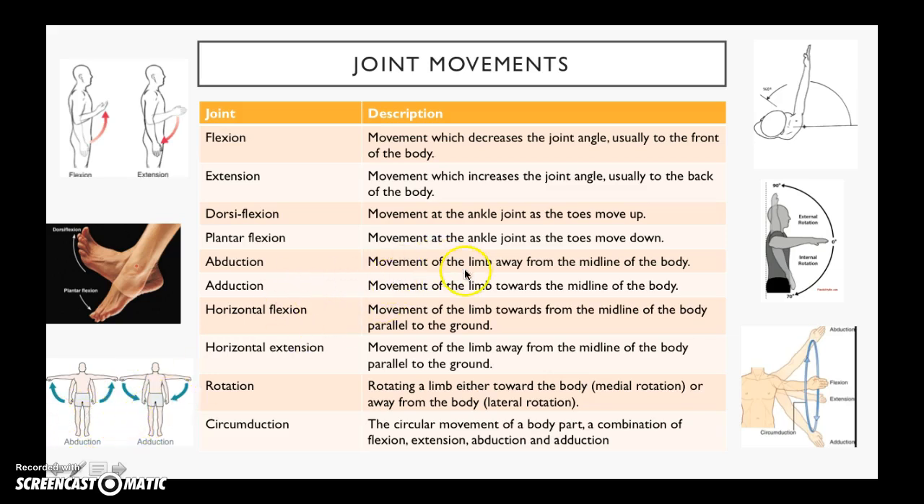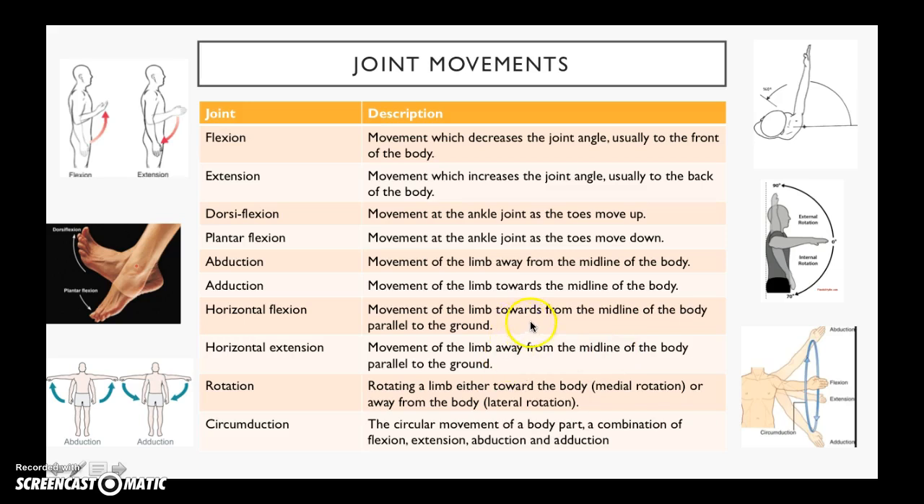Adduction, on the other hand, is when you're adding from the outside in. So it's a movement of the limb towards the midline of the body. Here you can see adduction, you're adding in this way. Nice and simple. Horizontal flexion then. Horizontal flexion is basically movement of the limb from the midline of the body parallel to the ground. If I show you on this here, you can draw this if it makes it easier.